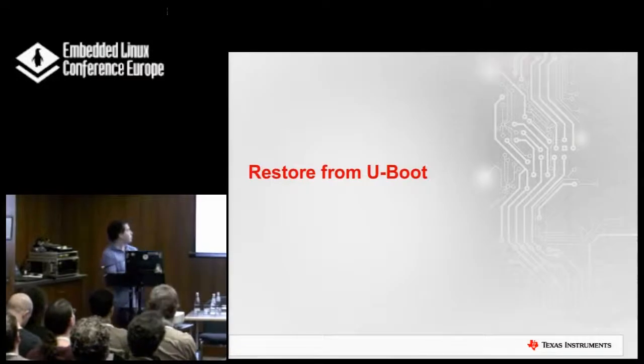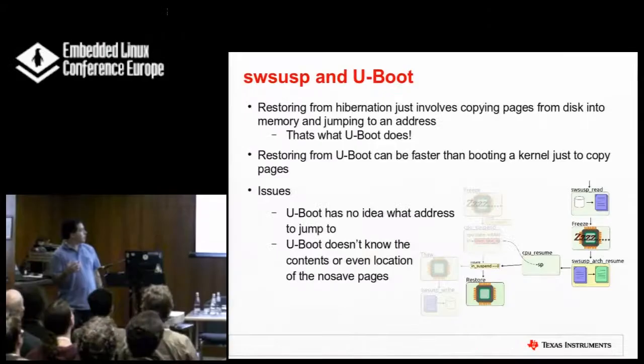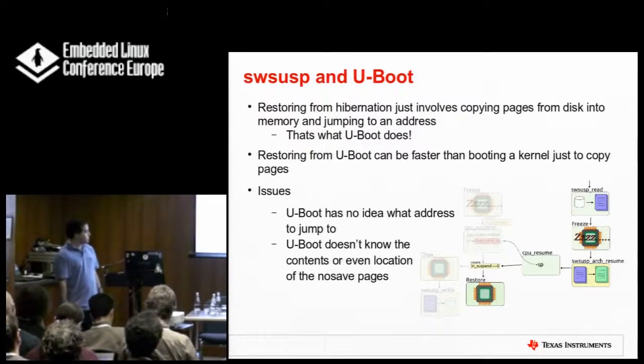Okay, now for the other fun part, restoring from U-boot. They restore the kernel that reads in the image. All it is doing is copying pages into memory and jumping to an address, which U-boot is really good at. So we can get U-boot to do the same thing. And because U-boot doesn't actually have to boot up a full kernel, it can be faster to use U-boot to do that. But there's some problems.